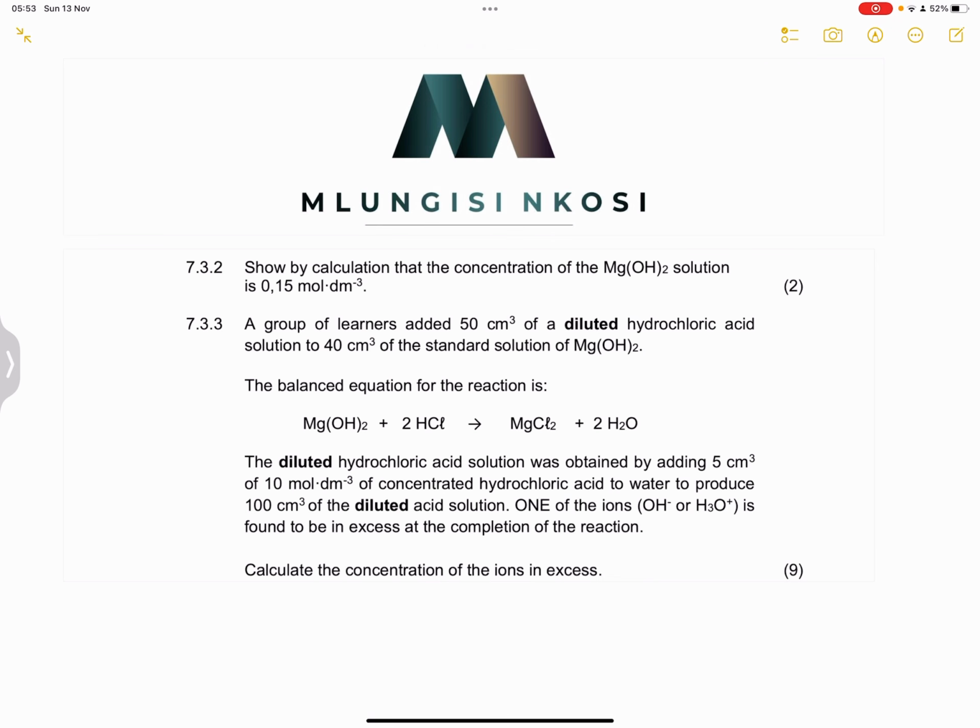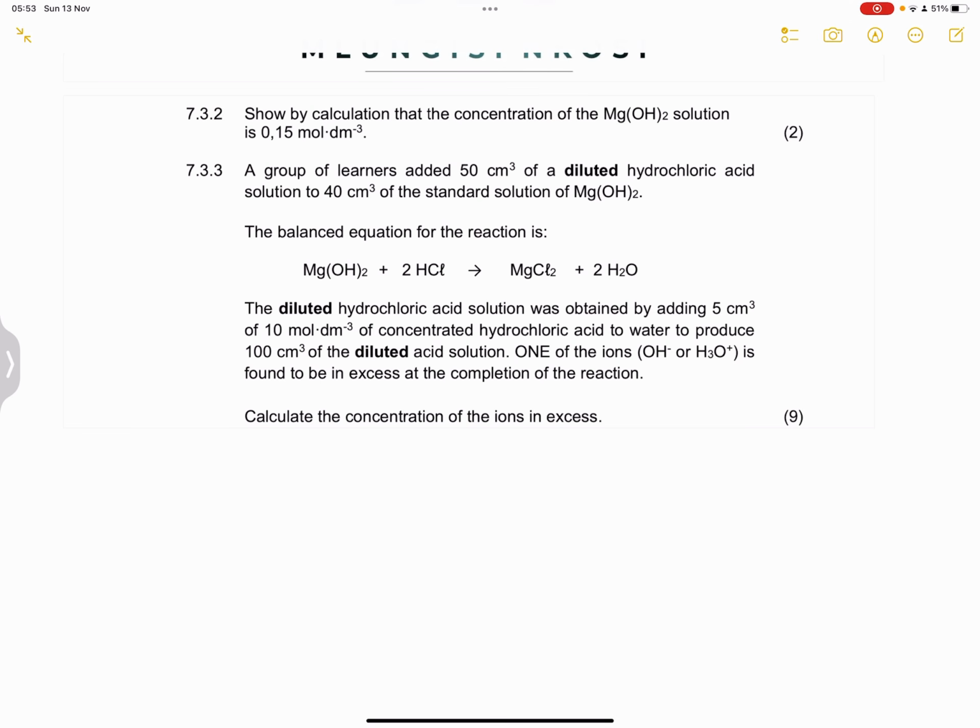Now, ladies and gents, when you get this question, this is actually purely stoichiometry, right? So we need to take it step by step and look at what we're given. What I'm going to do is find out the number of moles of each of the reactants, so of magnesium hydroxide, and then the number of moles of hydrochloric acid. Now I'm going to start with magnesium hydroxide.